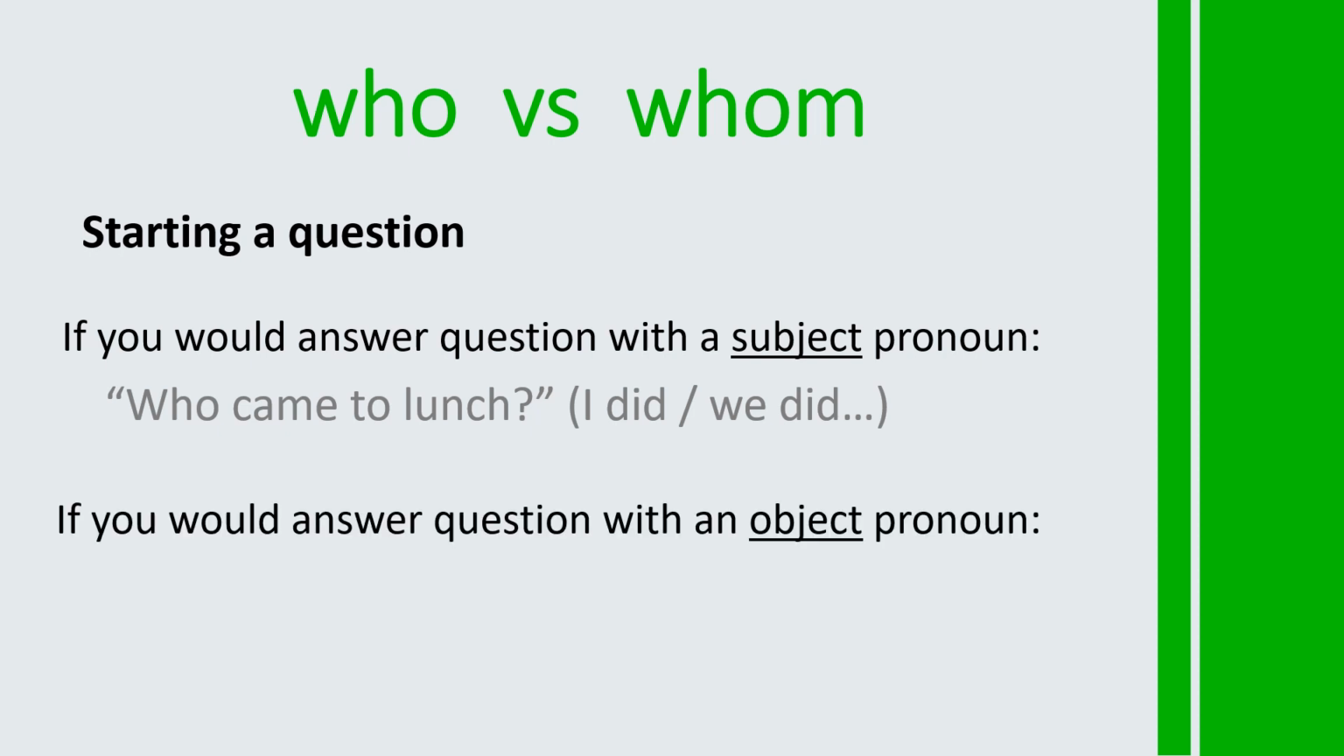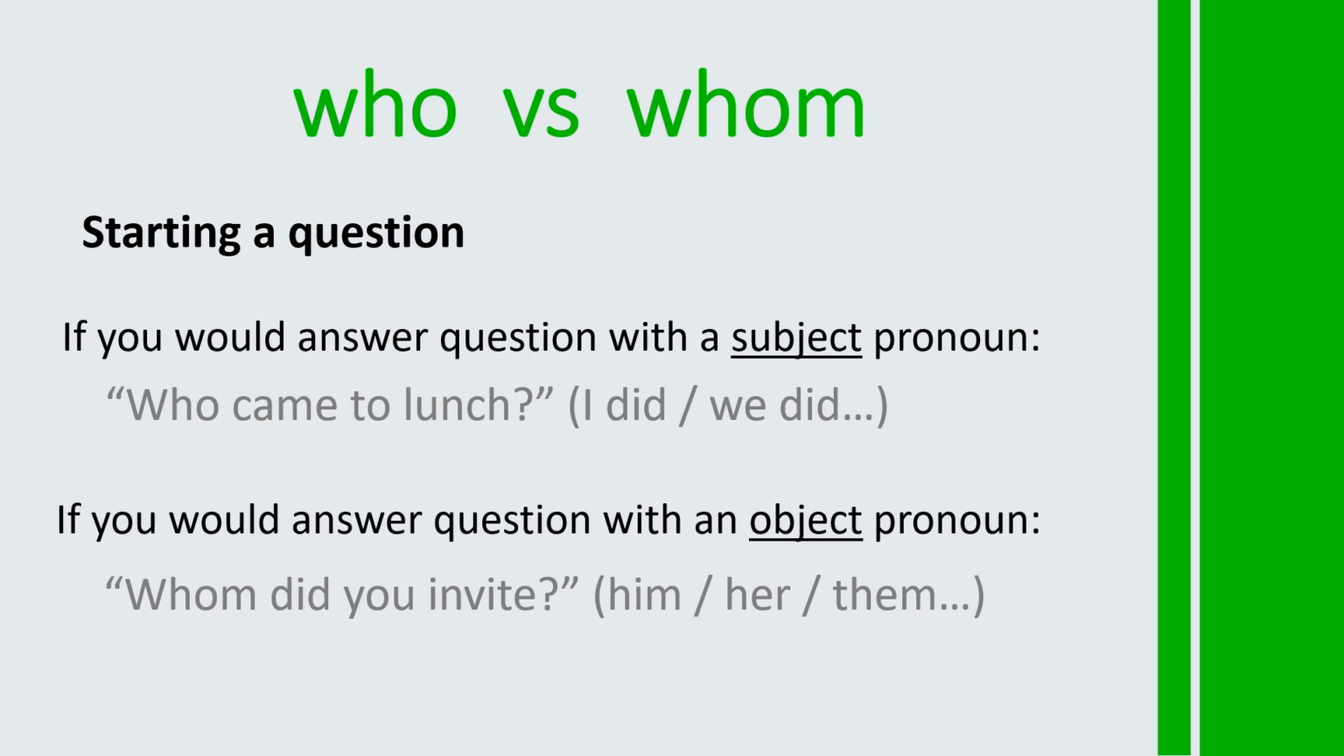But if you would answer a question with an object pronoun, then it starts with whom. For instance, whom did you invite? The answer would be him or her or them. They are object pronouns, and because the answer would be an object pronoun, then the question would begin with whom. Now you could go into more depth with who and whom, but this video just gives you the basic overview that you need.